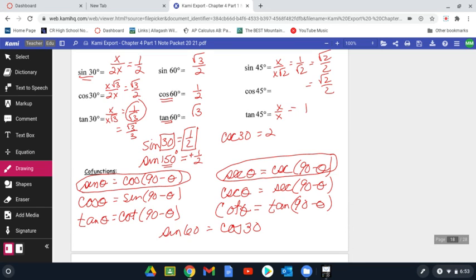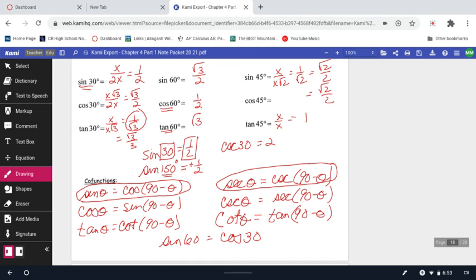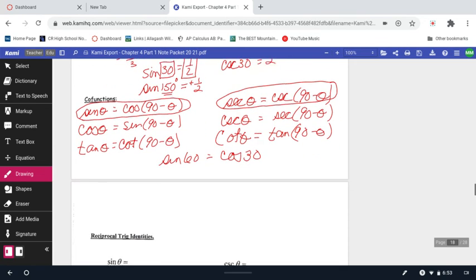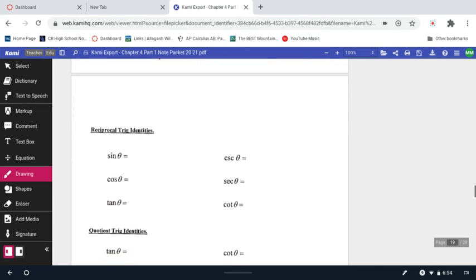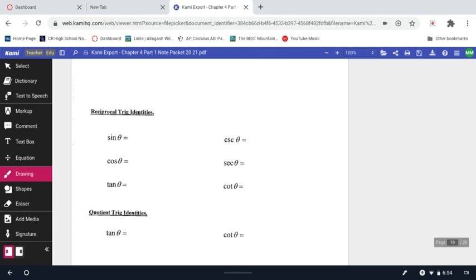Okay, so I think last time I did this, we were at the cofunctions, and that's just basically saying the sine and the cosine of complementary angles are congruent to each other, or are equal to each other. Same thing with all the other ones. Okay, our reciprocal trig identities, and again, you're gonna have to just start memorizing these. You again probably know most of these already, anyhow.